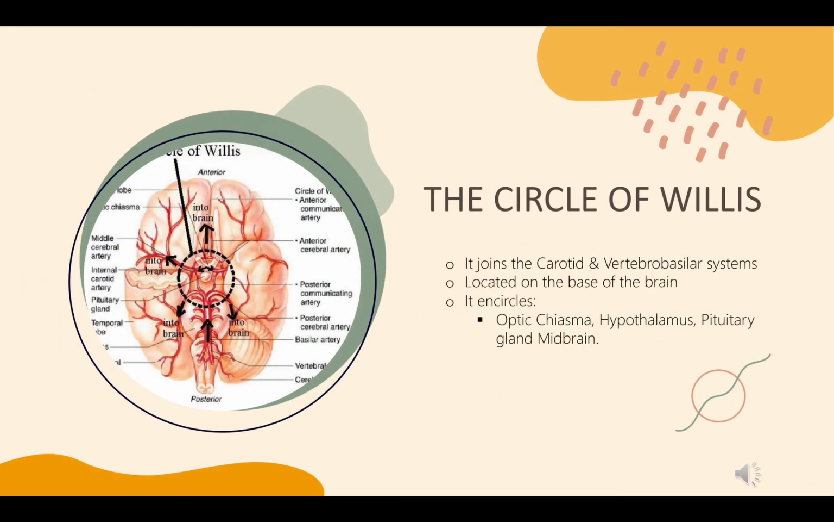The circle of Willis. It joins the carotid and vertebral basilar systems. It is located on the base of the brain, and it encircles the optic chiasma, hypothalamus, pituitary gland, and midbrain.